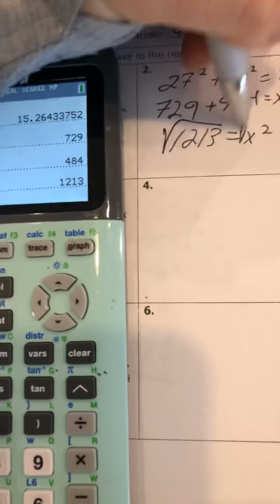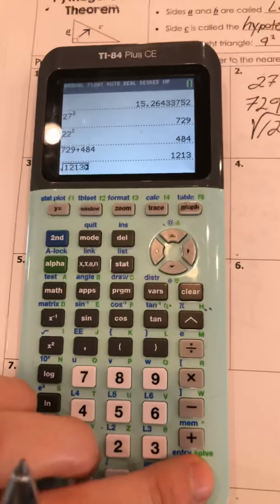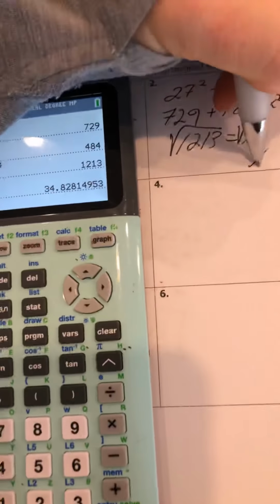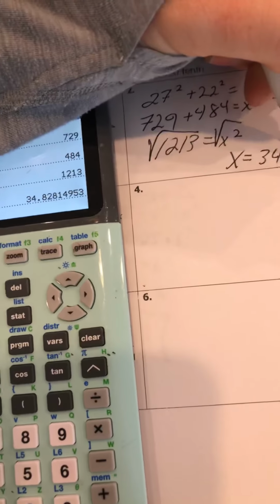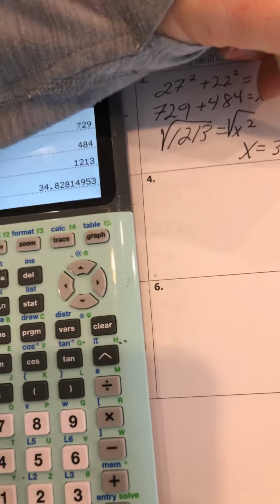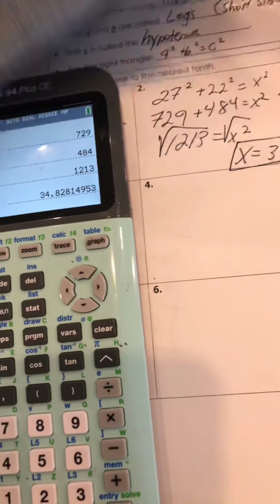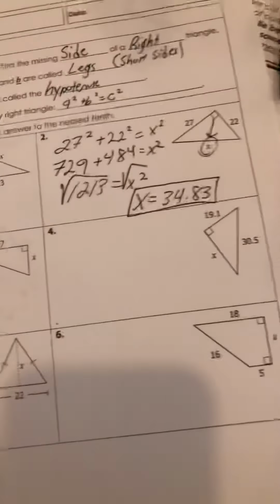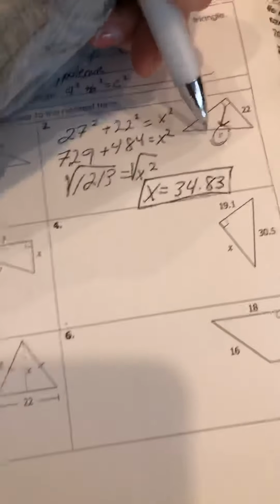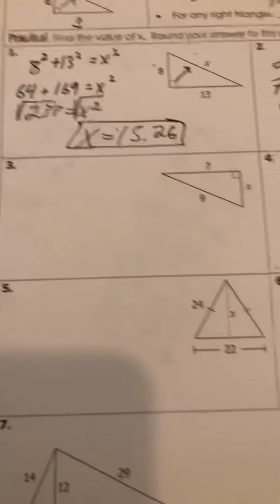And then to undo the square, we gotta take the square root. So the square root of our big number, we get the length of the hypotenuse is 34.8. That 2 will round up because the 8 after it is larger than a 5 to 3. Okay, now 34.83 is the biggest number there, so that works for the hypotenuse. Okay, number 3 is next.